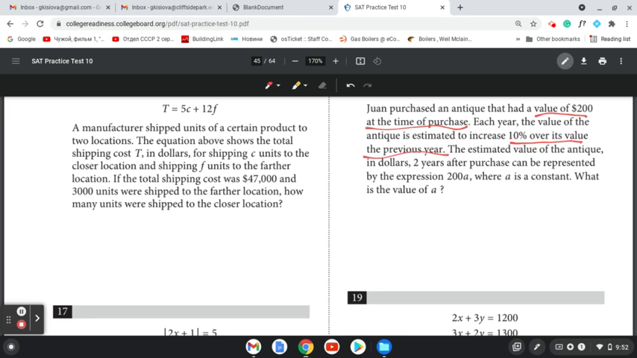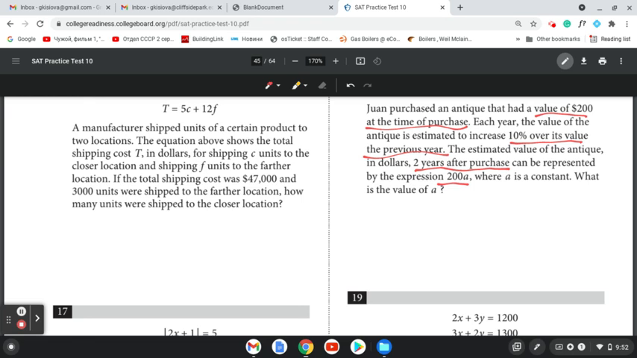When the increase is not 10% each year, but 10% over its value of the previous year, we have an exponential relationship, right? That means the increase is going to be different every year. It's going to be 10% of the previous. So it will change. The estimated value of the antique in dollars 2 years after the purchase can be represented by the expression 200A, where A is a constant. What is the value of A?